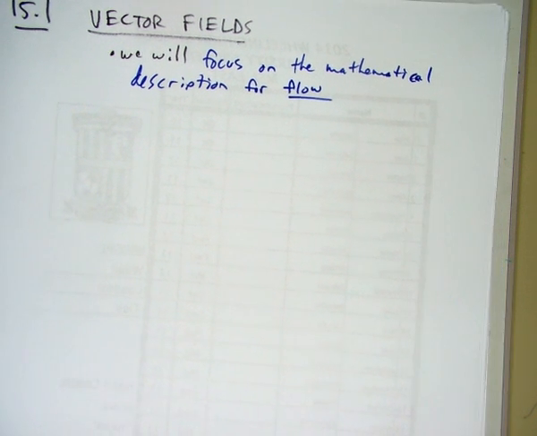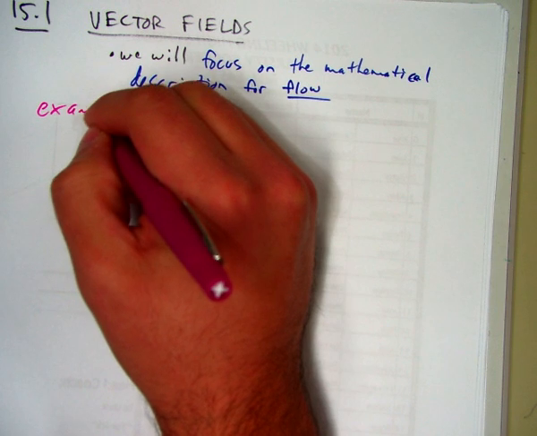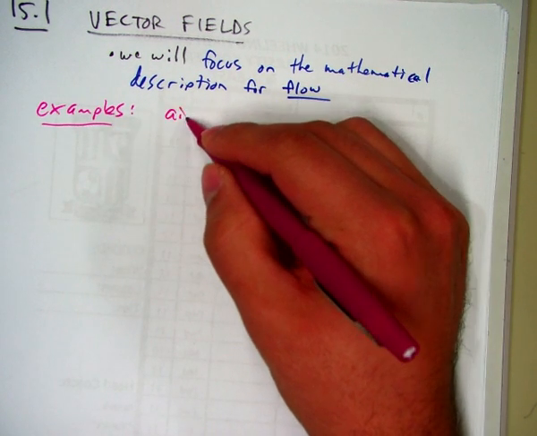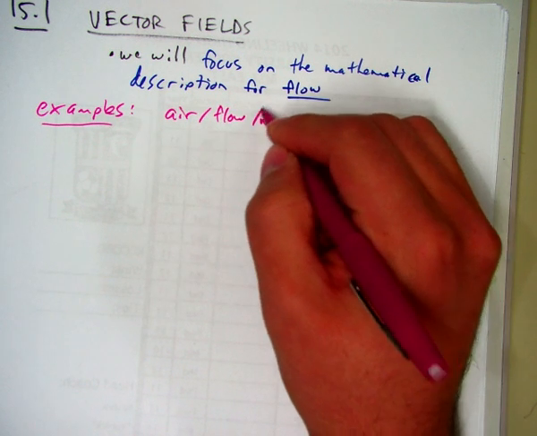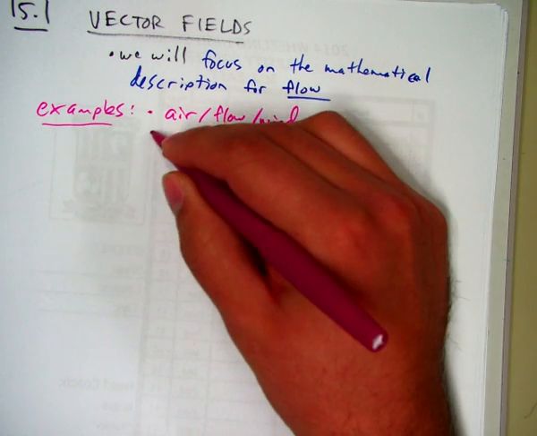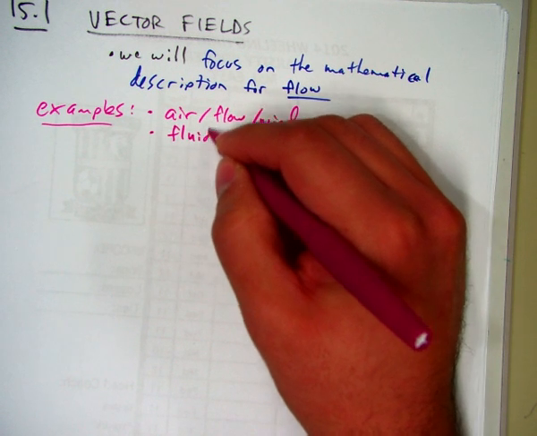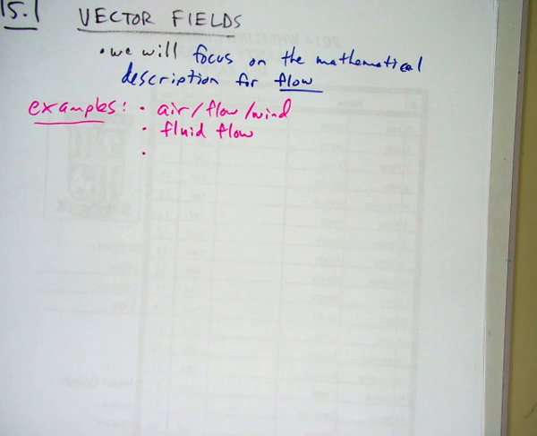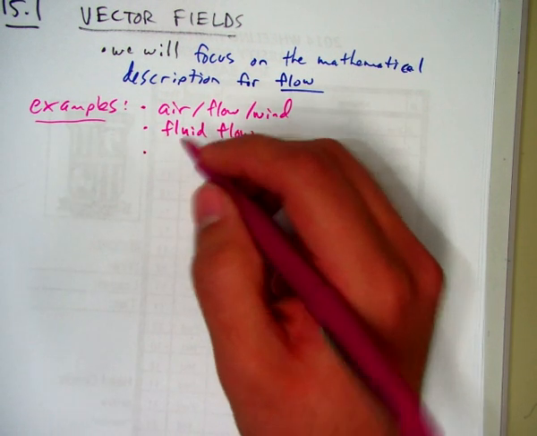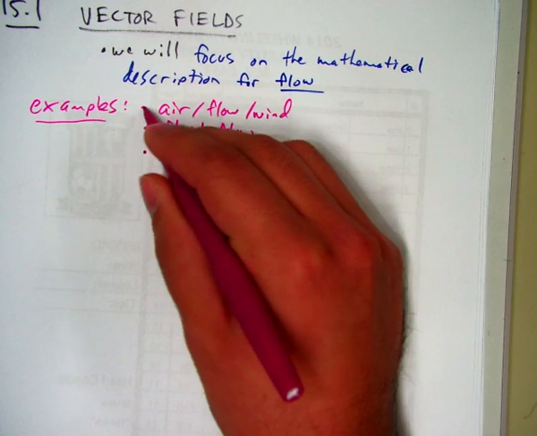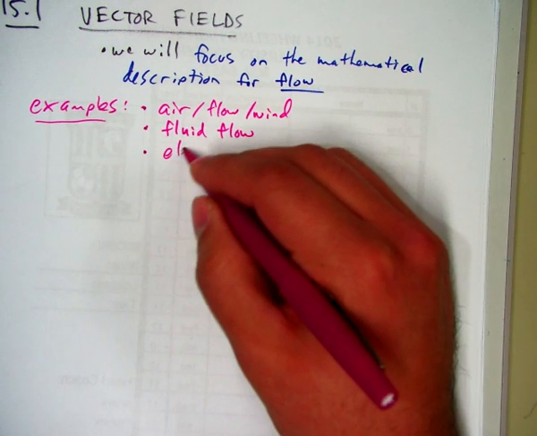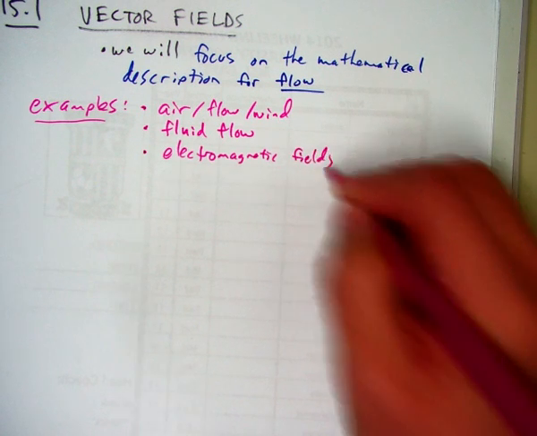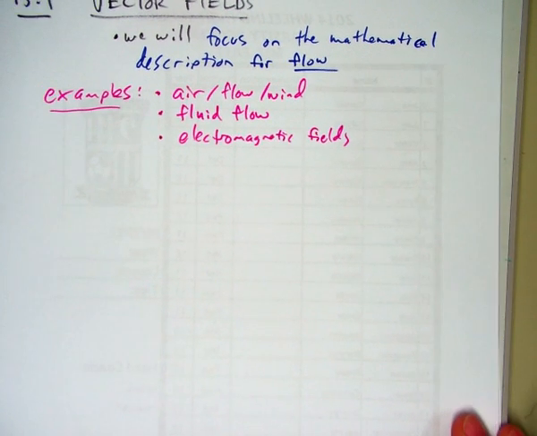So we've seen some examples of vector fields. Airflow or wind. Any fluid flow. I had another one that showed ocean currents, and that was pretty nice to see. But anyway, anything that moves, that flows, that's what we're talking about here. Electromagnetic fields. Okay, so lots of real-world applications.